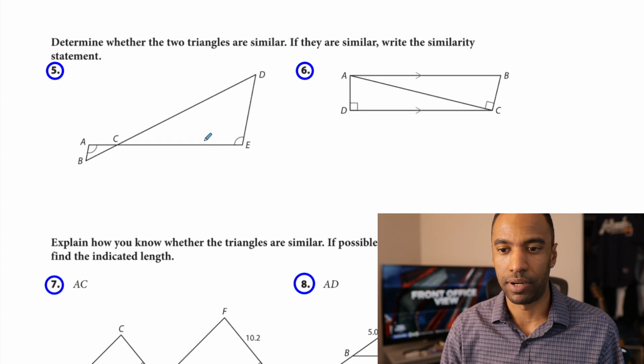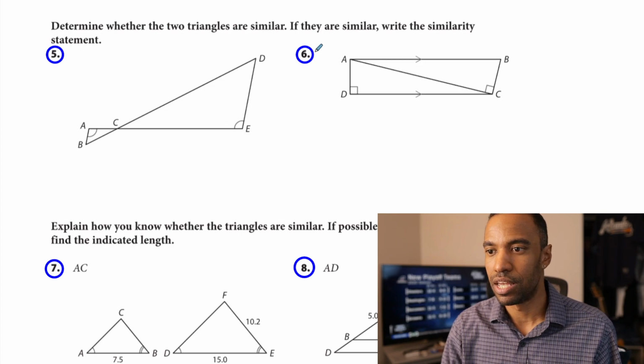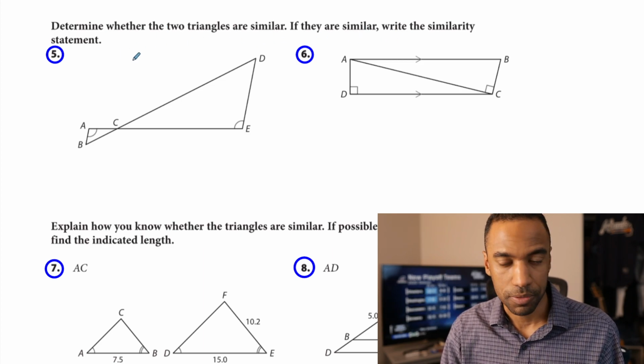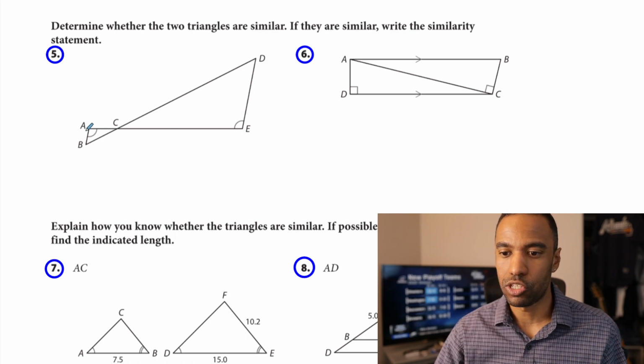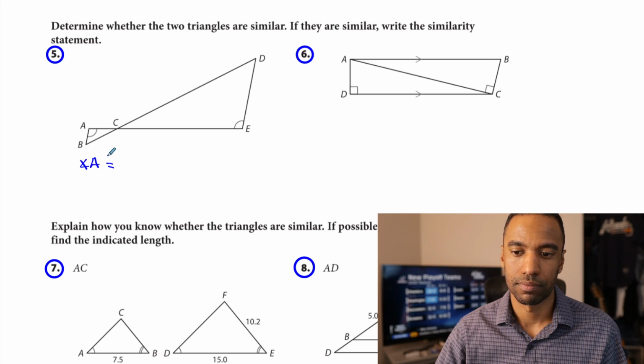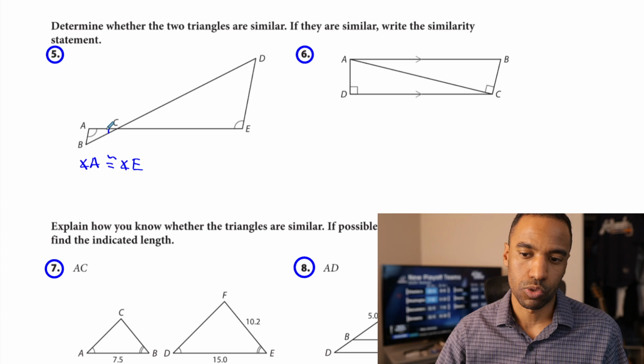All right, let's move forward here. Let's look at 5 and 6. Same instructions, and same thing I'll be doing regardless. All right, number 5. In these two triangles, I see that angle A is congruent to angle E. And right off the bat, I see vertical angles right here. A very popular thing among these kinds of shapes.